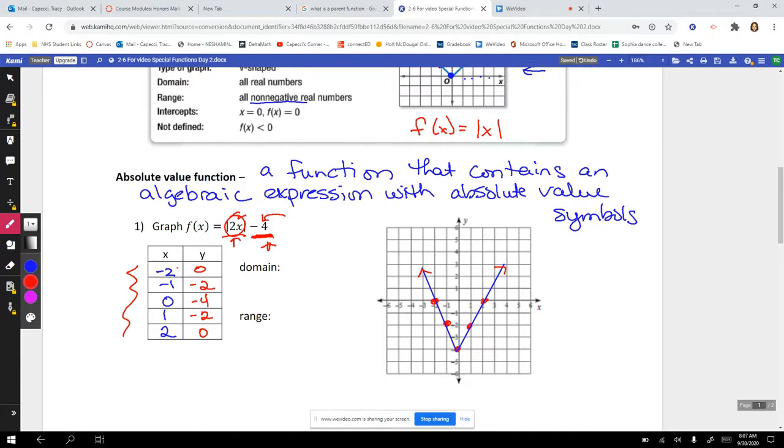So our domain, again, is going to be all real numbers. Now let's take a look at our range. We have arrows going up, so we know that we're okay in this direction. We're going to continue. But our lowest value here is going to be negative 4. So we're going to write that as f of x such that f of x has to be greater than or equal to negative 4, because we're on negative 4, so we can include negative 4.